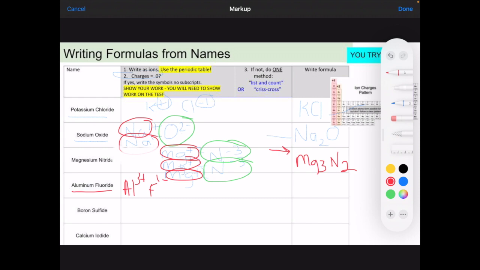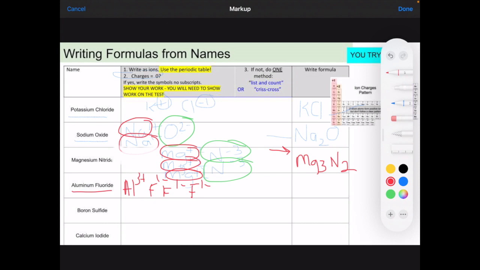So I ask myself, do they add up to 0? No, they don't. I have more positives, so I'm going to start listing some more negatives to try to add up to that. I'm going to list them just over to the side. Hopefully that still makes sense to you. So it's still a -1. Now do they add up to 0? No, because it's 3 plus and only 2 negatives, so I need one more F. And now I have 3 plus and 3 minus as far as my charges.